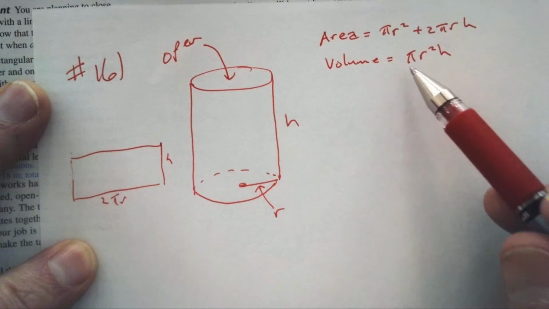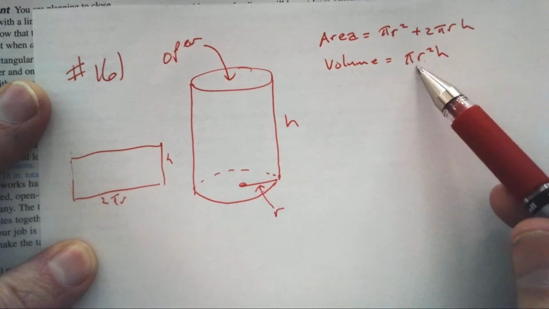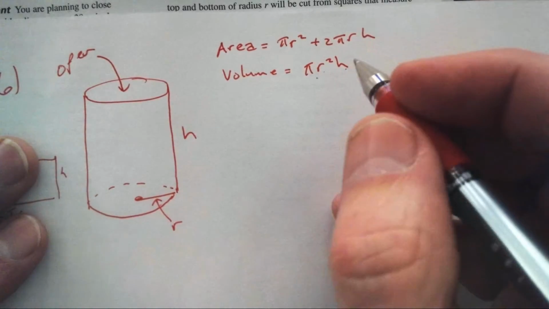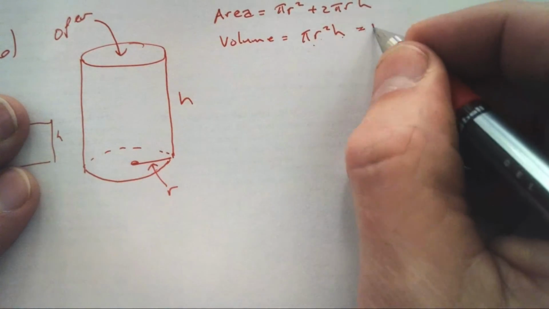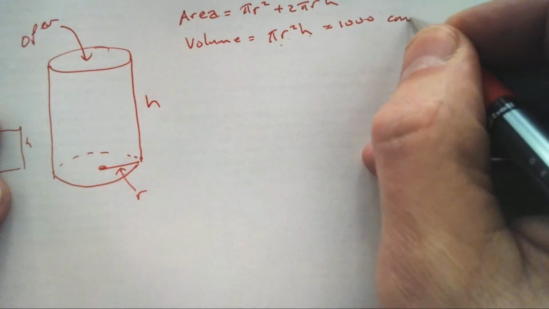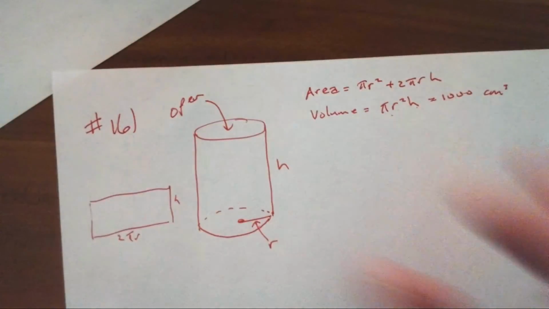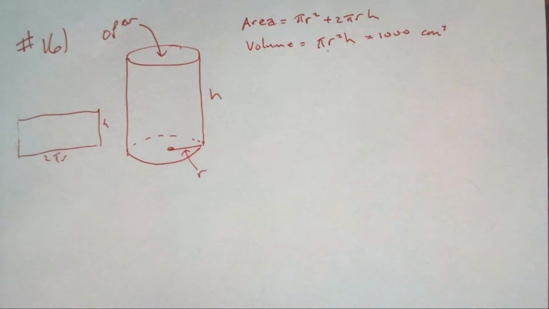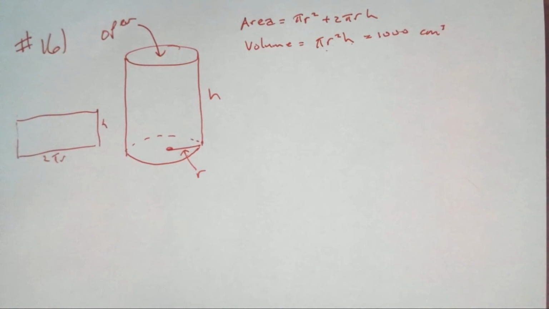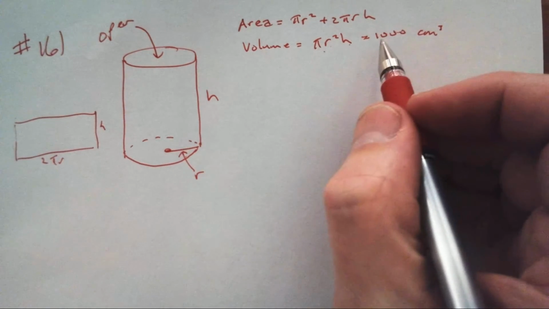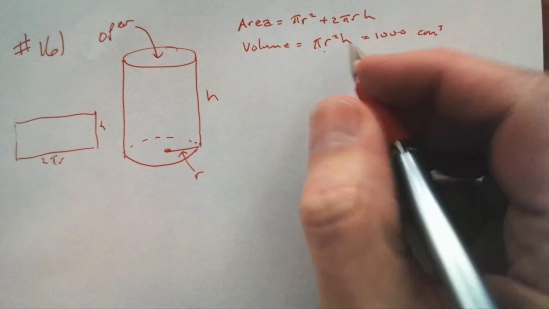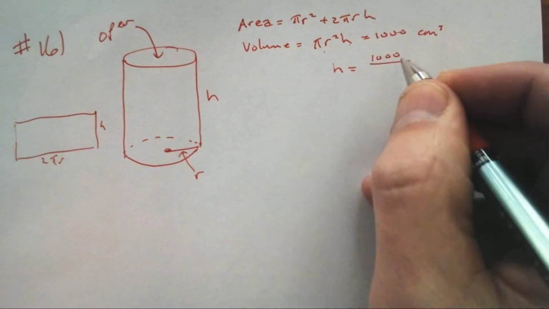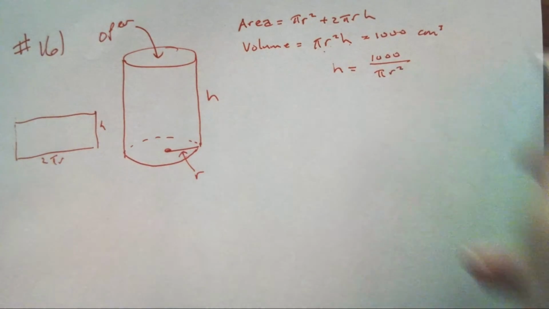Volume of a cylinder is base, which in this case is pi r squared, times height. So let's work from there. We also know that we want a volume of 1,000 centimeters cubed. Okay, let's create some space here, get all this mess out of my way, and let's get at it. Okay, so this is our volume. Our volume is very easy to solve for h. So I'm going to go h is 1,000 on pi r squared.